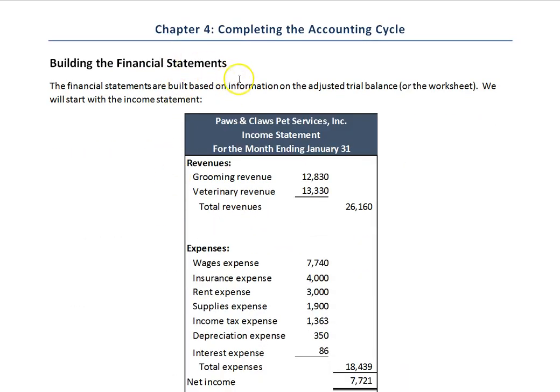We're going to look at the financial statements. Remember, we can build these after we have our adjusted trial balance numbers. So we start with this. We notice the title to financial statements, whatever the name of the business is first. This is Paws and Claws Services Incorporated.